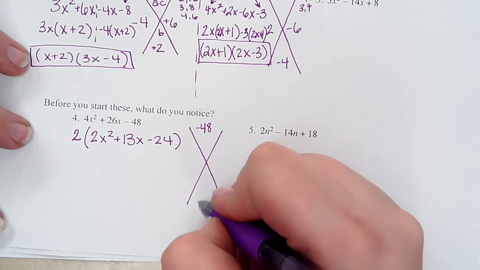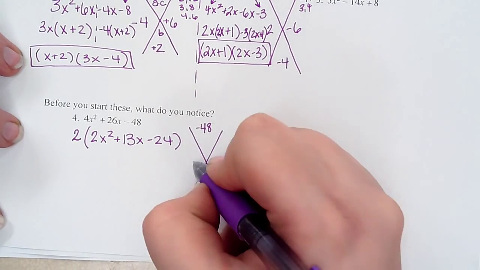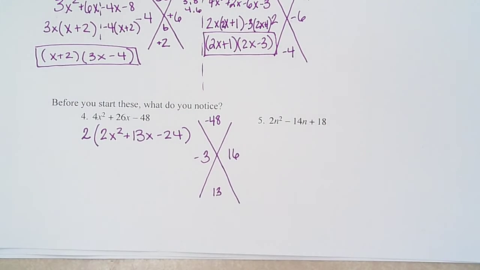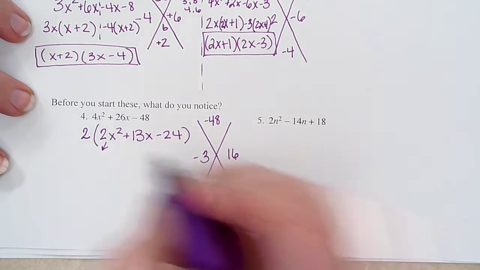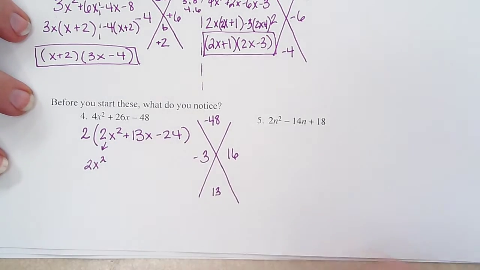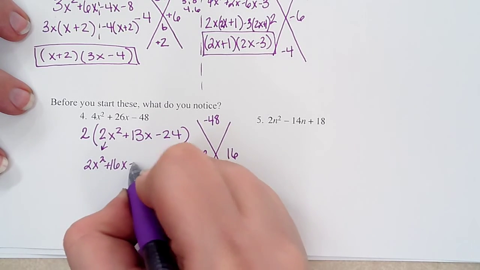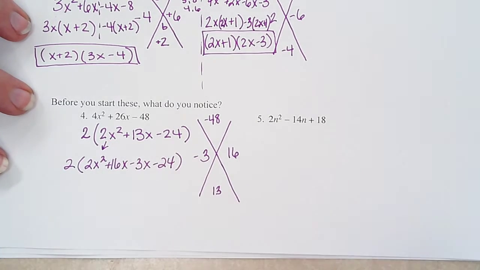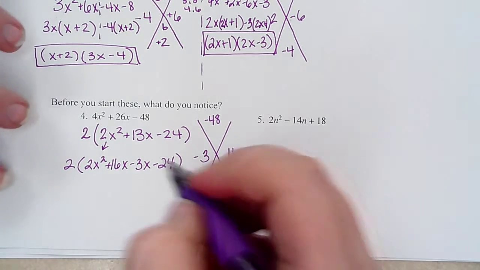Negative 48 and 13. When I list out my factors, I see that a 16 and a 3 work. And I can rewrite it as negative 3 and positive 16. Now the 2 just comes along for the ride while we continue our X puzzle the way that we have been up to this point. Positive 16x minus 3x minus 24. And the 2 just keeps hanging out. We factored that out. We can't forget about it. We can't leave it behind. But we don't have to worry about it for right now.